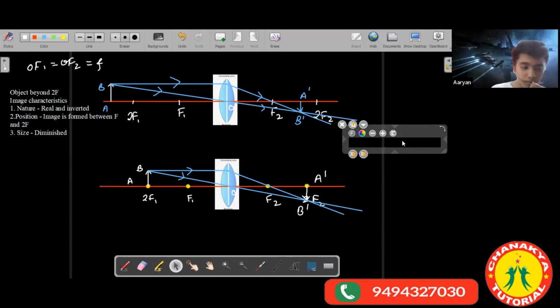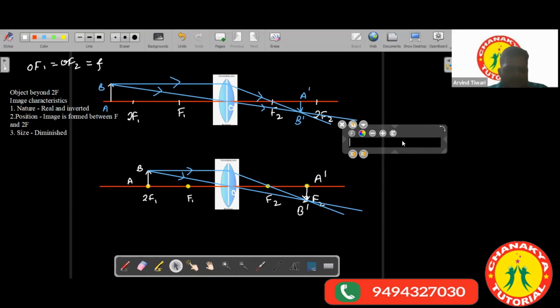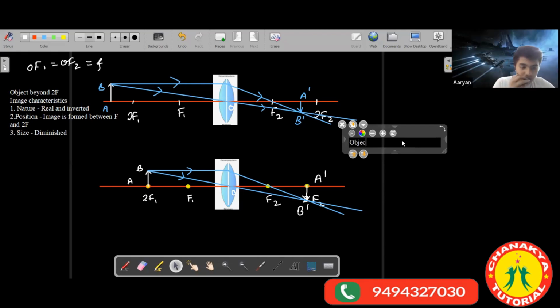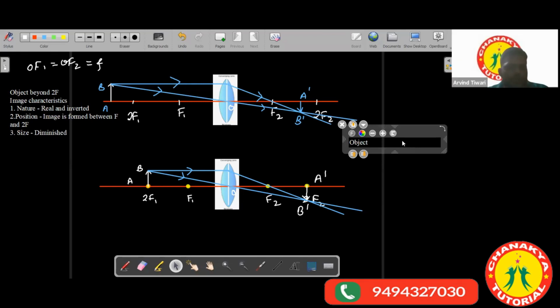Sir, the third diagram of homework I got, sir. Yeah, which one? Sir, this last lab. What happened? Sir, for homework you asked, no, sir. So the third one also I drew, sir. Okay, third one you drew, this one. Yeah, I told you to draw for the object at 2F. Okay. Siddhisri? Sir, glass lab. Okay.